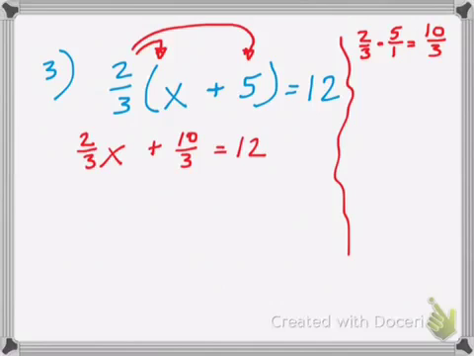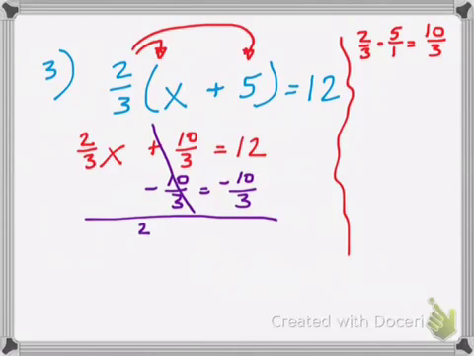Step 2, get rid of my constant. Here my constant is a fraction, but I can still get rid of it. The opposite of adding 10/3 is subtracting 10/3. So I subtract 10/3 from both sides. On my left side, these cancel out, so I'm left with 2/3 x is equal to, then on the other side of my squiggly line, I can do 12/1 minus 10/3. So I have to use my knowledge of subtracting fractions now.